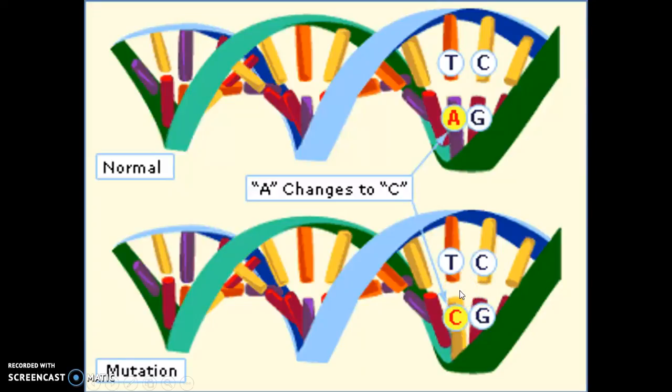The problem is, which one do they change? Do they get rid of the T or do they get rid of the C? They have to guess. They've got a 50-50 shot, and it's by chance whether they get it right or not. Most of the time, your cells do a really good job fixing the DNA and copying it correctly.